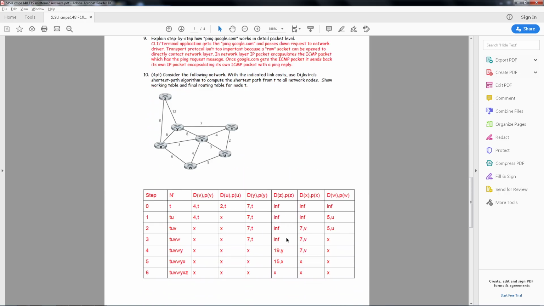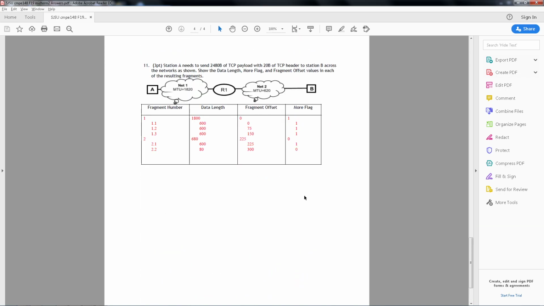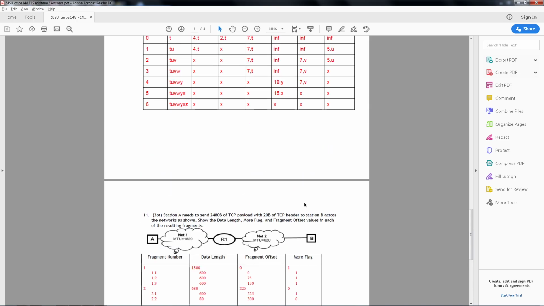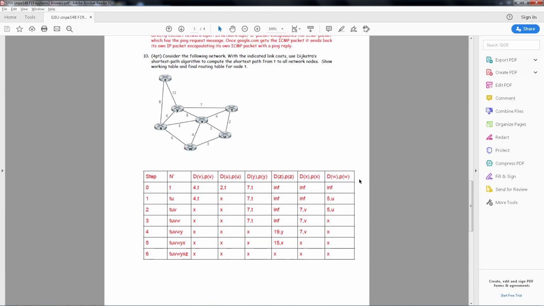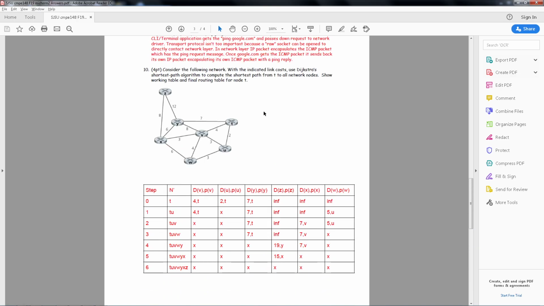And here we go, finally, a very beautiful topology. I think the last question was that. So here we have, what was this? This is a link state algorithm. As you can see, it's Dijkstra's shortest path algorithm, so it's link state. Now remember that distributed Bellman-Ford is the distance vector algorithm.